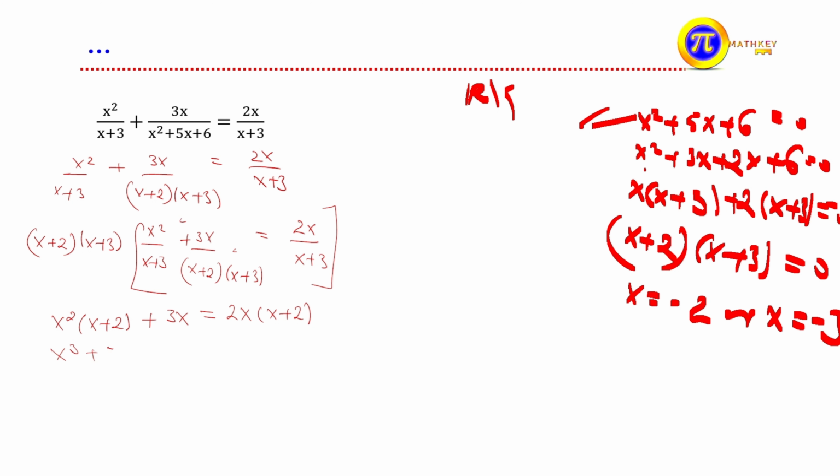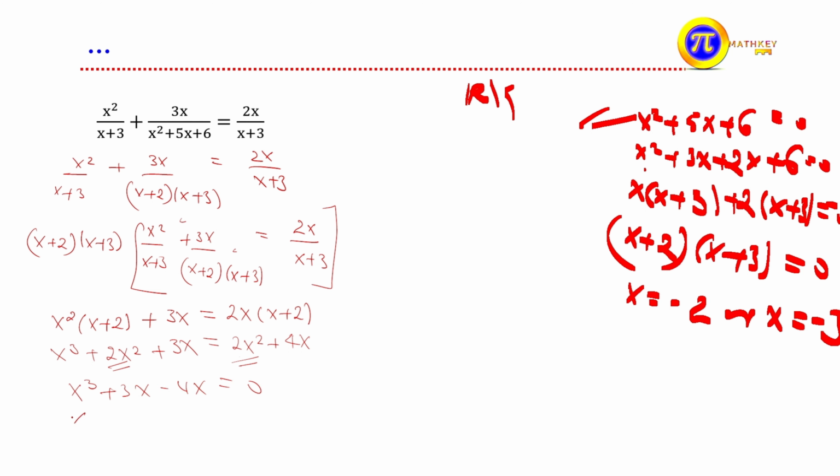Plus 2 times x squared, that is 2x squared. Plus 3x is equal to 2x times x, that is 2x squared. Plus 2 times 2x, that is 4x. Now 2x squared on this side and 2x squared on the other side cancel with each other, since they are equal on opposite sides. So what remains is x cubed plus 3x minus 4x is equal to 0.